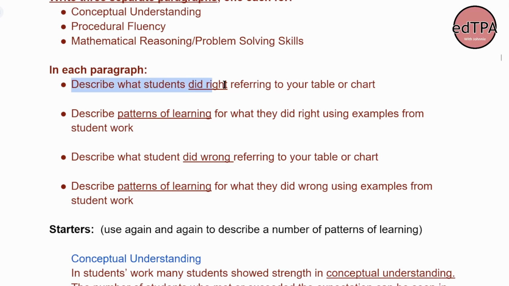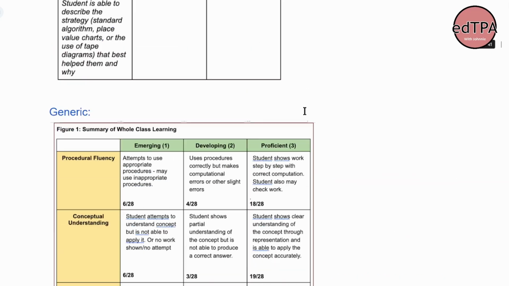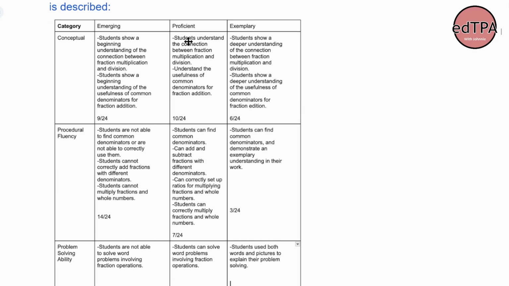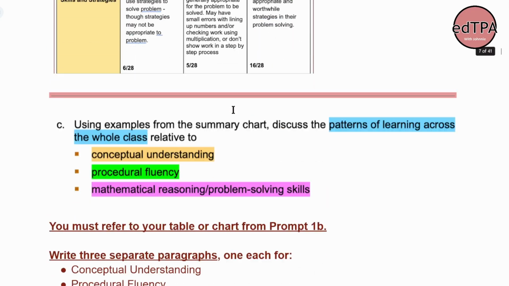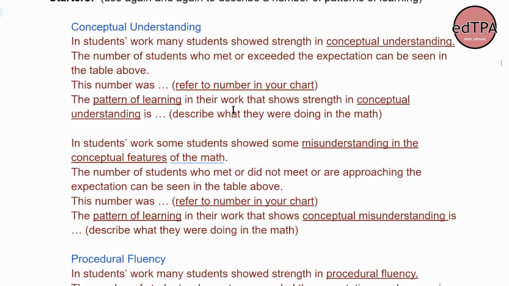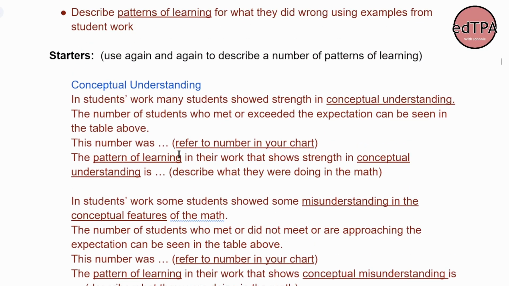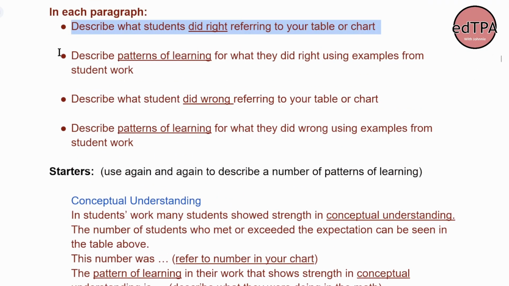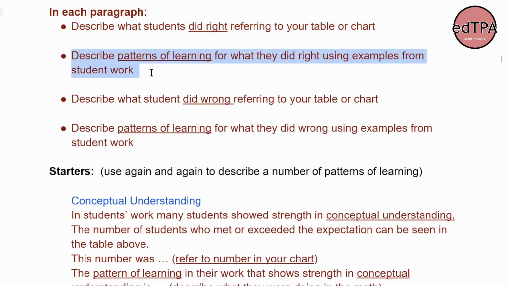First one is describe what students did right, referring to your table or chart. Okay, so if we go up to the chart, you can see what students did right in proficient and exemplary, and you want to give examples from students' work, what you saw in a particular student's work, or the patterns too. Aside from describing what students did right from your table or chart, describe patterns of learning. Patterns of learning comes up in the rubric as well. So across students, a particular way many students went about solving a problem or misunderstanding a problem.